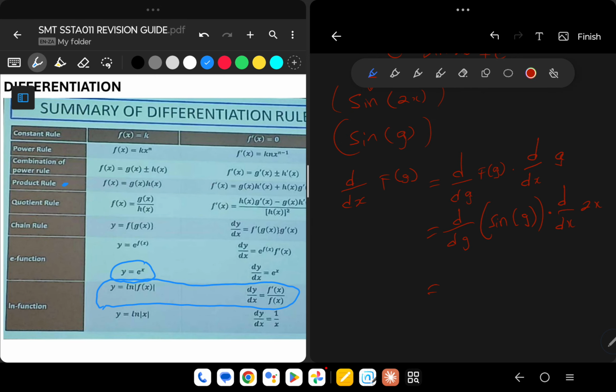So this means that the derivative of sine x is cos x, so the derivative of sine g is just cos g, times the derivative of 2x, which is just going to be 2. So remember, g is 2x, so this is the same as 2 cos 2x. So now that is it.